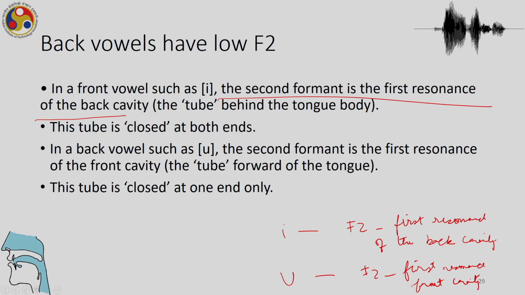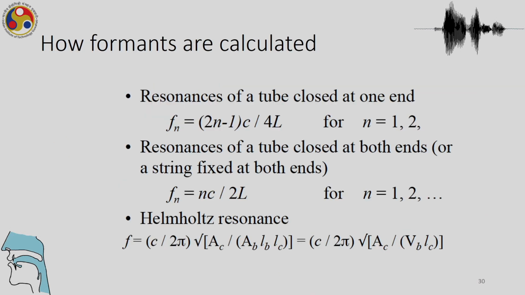We are doing this again just to see that the two cavities are different for the two vowels. For oo, it is the first resonance of the front cavity. For E, it is the first resonance of the back cavity. So the two are altered. For oo, which is a back vowel, F2 is the resonance of the front cavity. For E, which is a front vowel, F2 is the first resonance of the back cavity. So those things are altered.